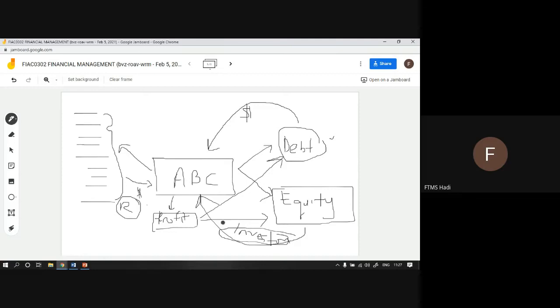So the cycle goes on and on until the ABC company grows. That is how finance works. If you ask me what the sources of money that a company can get are, it is either from a loan or from selling shares.